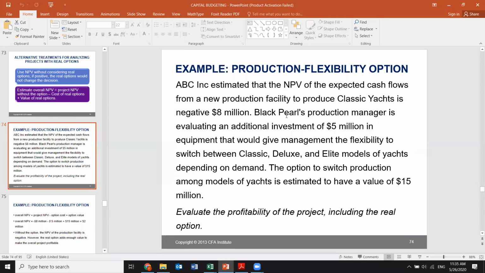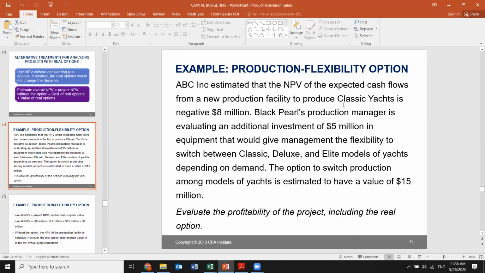Now, let us go through an example to help you understand better what we are talking about. ABC Incorporation estimated the NPV of expected cash flow from a new production facility to produce yachts, okay? We are producing simple and classic yachts, with a negative 8 million NPV. So Black Pearl's production manager is evaluating an additional investment. He said, I need an additional investment of 5 million in equipment that would give the management the flexibility to switch between the classic, deluxe, and elite models of yachts.